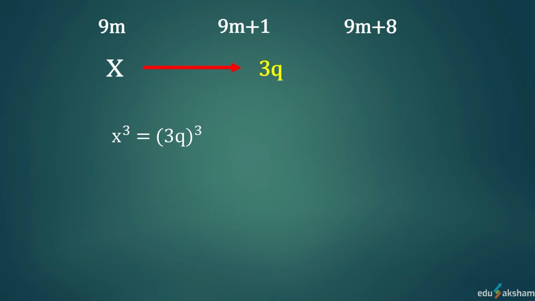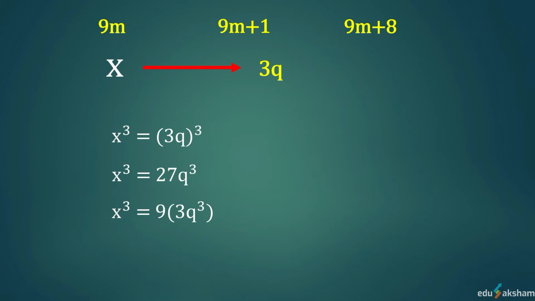3q whole cube can be represented as 27q cube. Now we need to show that x cube can be represented in either of the forms 9m, 9m plus 1 or 9m plus 8. Which means in x cube we must find at least one multiple of 9. So 27q cube can be written as 9 times 3q cube, which is obviously a multiple of 9. But is 3q cube an integer?